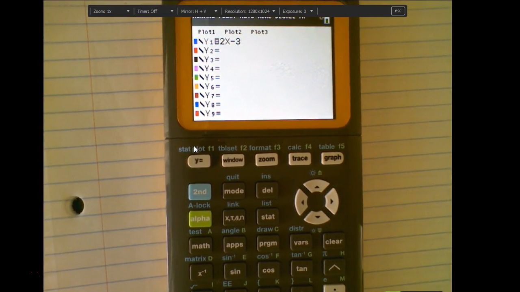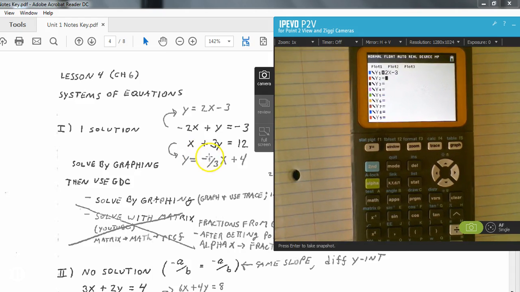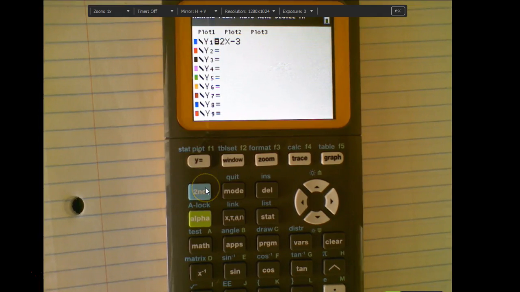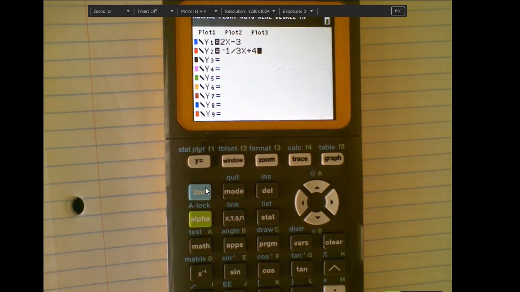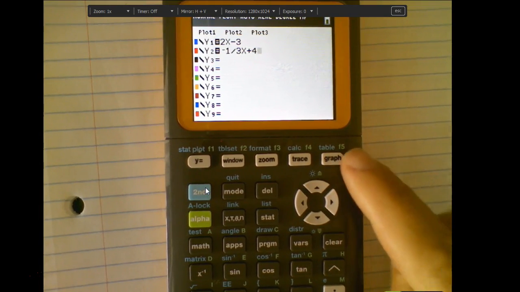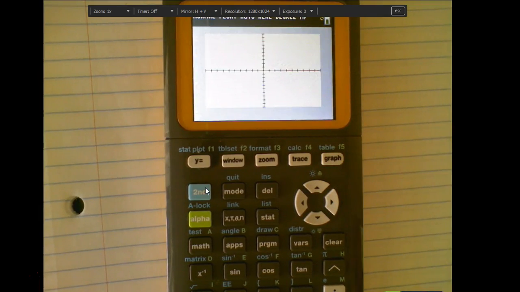I'm going to hit enter, so I can now plug in my second equation. And the second equation, you can see, is -1/3 x plus 4. So that's what I'm putting in. I'm going to do -1 divided by 3, x plus 4. So there's my second equation. And right here, the graphing button, just hit graph. It's going to graph them both.